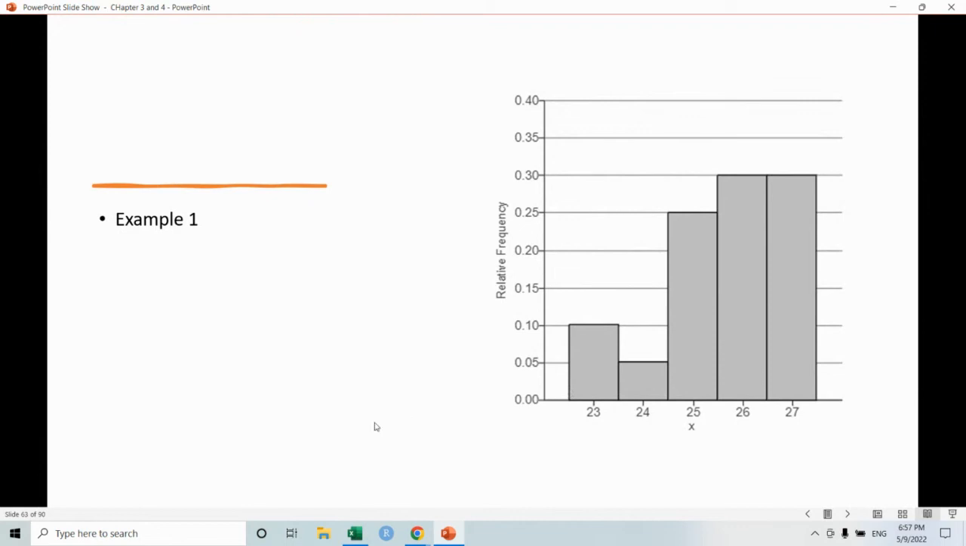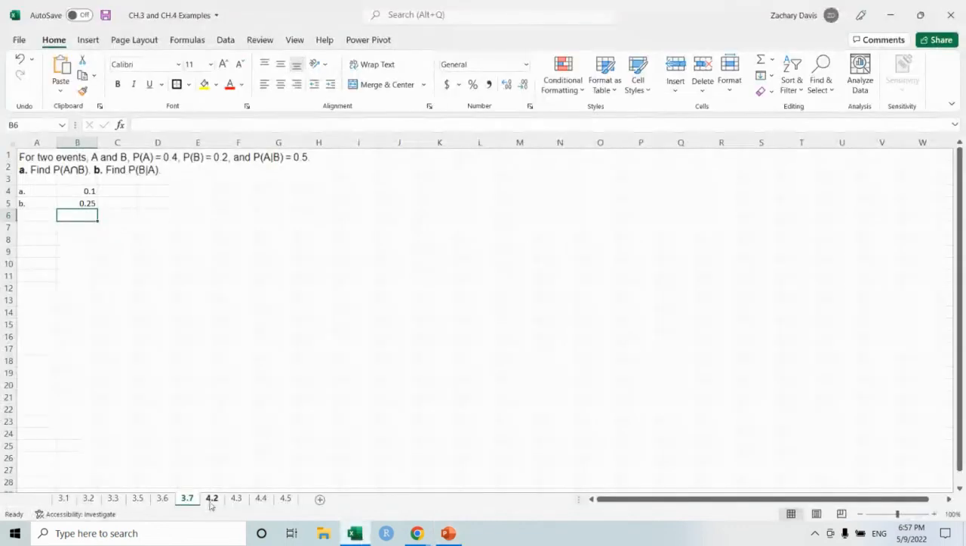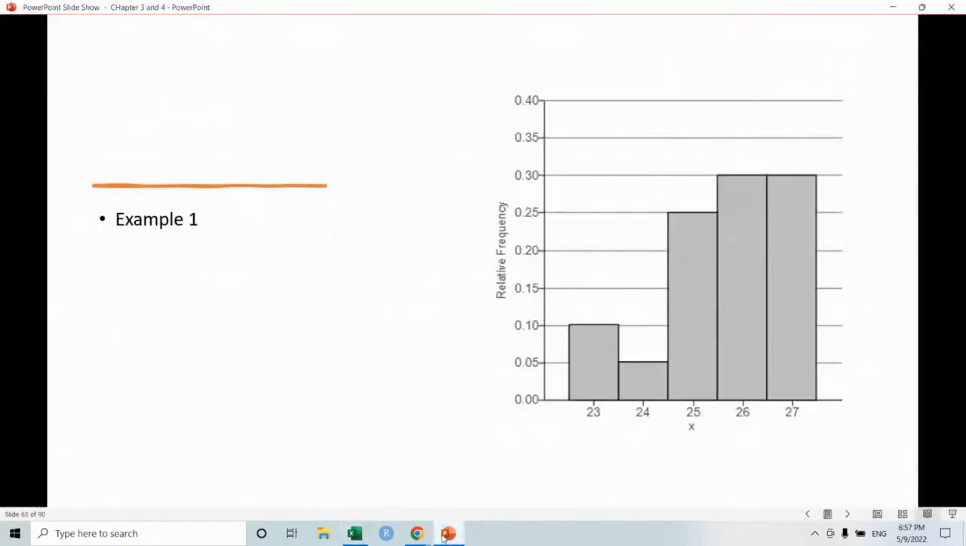So, example 1. Let's see if I have that one. No, I don't. So basically, how would you read the probability for x equals 23? You would look at this column and say the probability that x equals 23 would be 10%. Probability of x equals 25 would be 25%. Probability of x equals 26 would be 30%. So the first example is just how do you read a probability relative frequency chart.